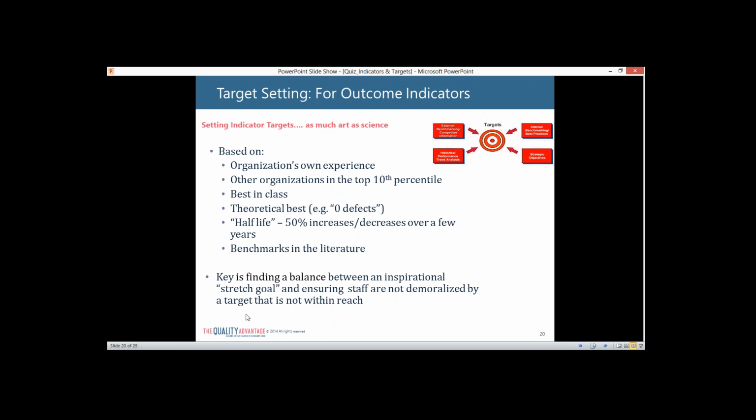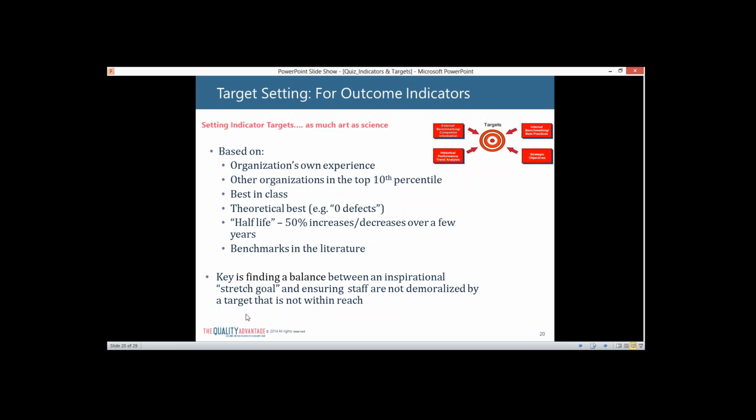And then another approach is benchmarks in the literature, and truthfully there are not a whole lot of these. So this is like an evidence-based target, and where those are available, they should definitely be utilized, but we have precious few of those. The key to this is finding a balance between setting an inspirational or aspirational stretch goal and ensuring that staff aren't demoralized by a target that is nowhere near within their reach. So we want to set targets not necessarily that staff are going to be able to achieve and exceed, but we want to make sure that they can get close.